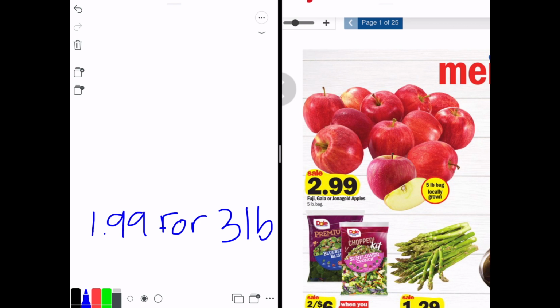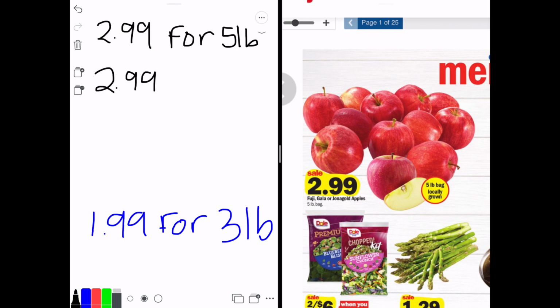So let's start with the Meijer one. If I look at my picture over here, it says at Meijer it is $2.99 for 5 pounds. So all this is a ratio, $2.99 to 5 pounds. Now I know this looks weird because we have a fraction with a decimal, but remember this isn't a fraction, it's just a ratio, and we're choosing to show it like a fraction.